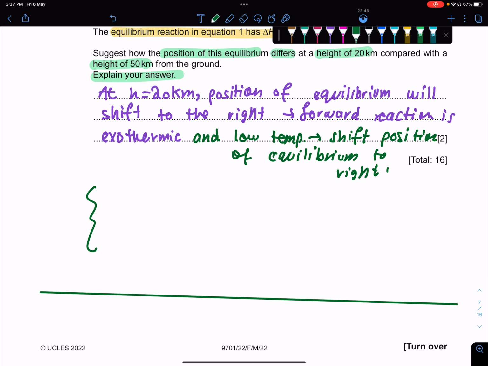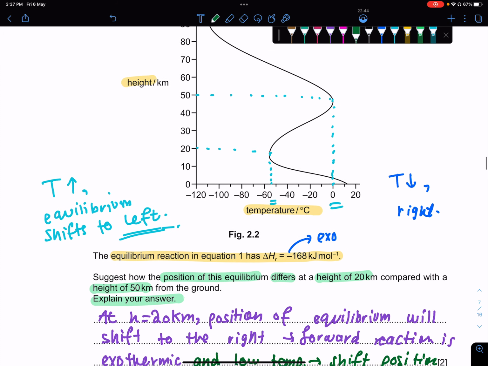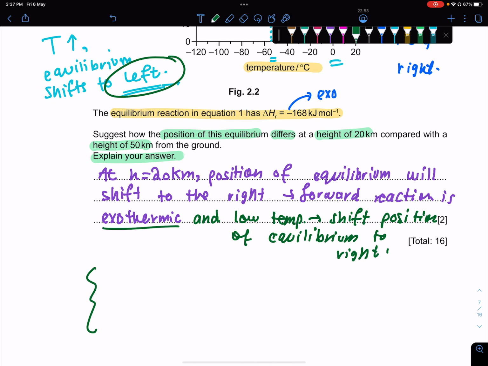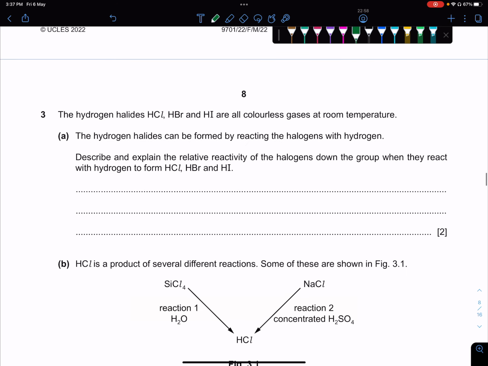You also have to write about the 50 km point: at 50 km the temperature is higher, so the position of equilibrium is shifted to the left because the forward reaction is exothermic. This is a must-mention point. This was a 16 mark question. We've done it quickly. Next part.